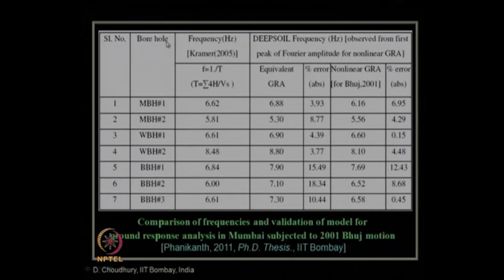Now, let us come to the values of this frequency, which we can compute using the simple formula of sum of 4h by Vs that we have already seen. Using that simple formula, the fundamental frequency comes out to be this, knowing the values of Vs and the individual layer values of H for your site.